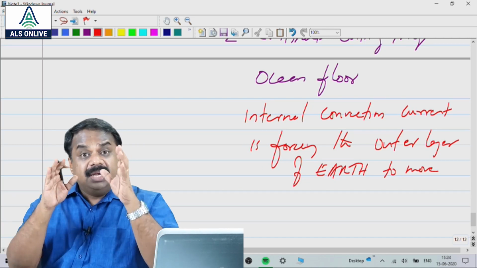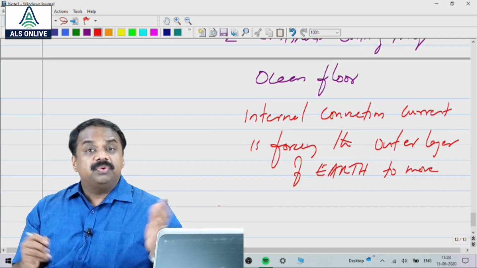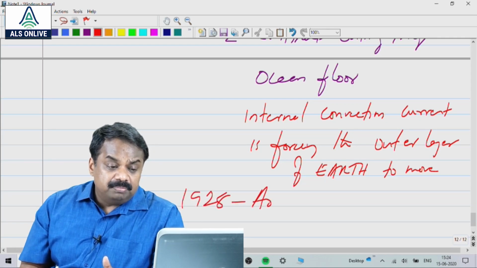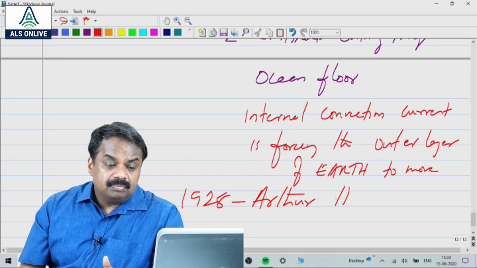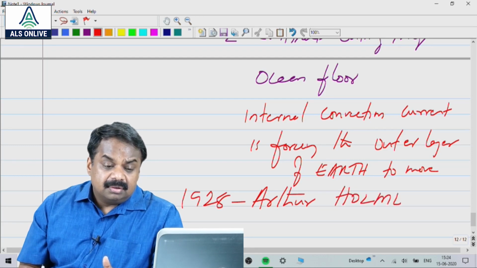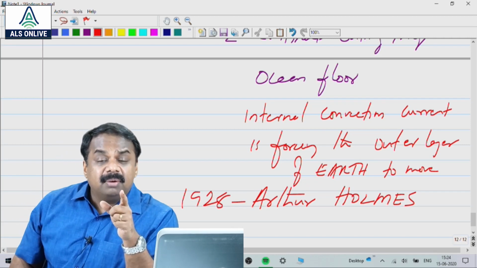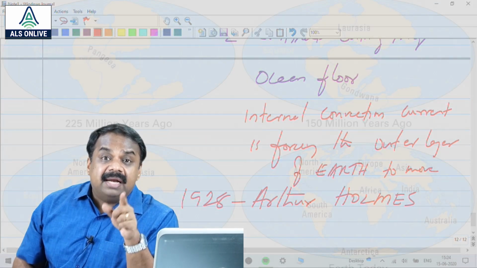So in 1928, say 1924 onwards, see in 1928, Arthur Holmes, an English geologist, talked about convection current in the mantle. He came up with the idea of convection current in the mantle in 1928. Wegener heard about it. Wegener even suggested that could also be a reason, but he did not know anything about that. It was only in 1928 that it was said for the first time.